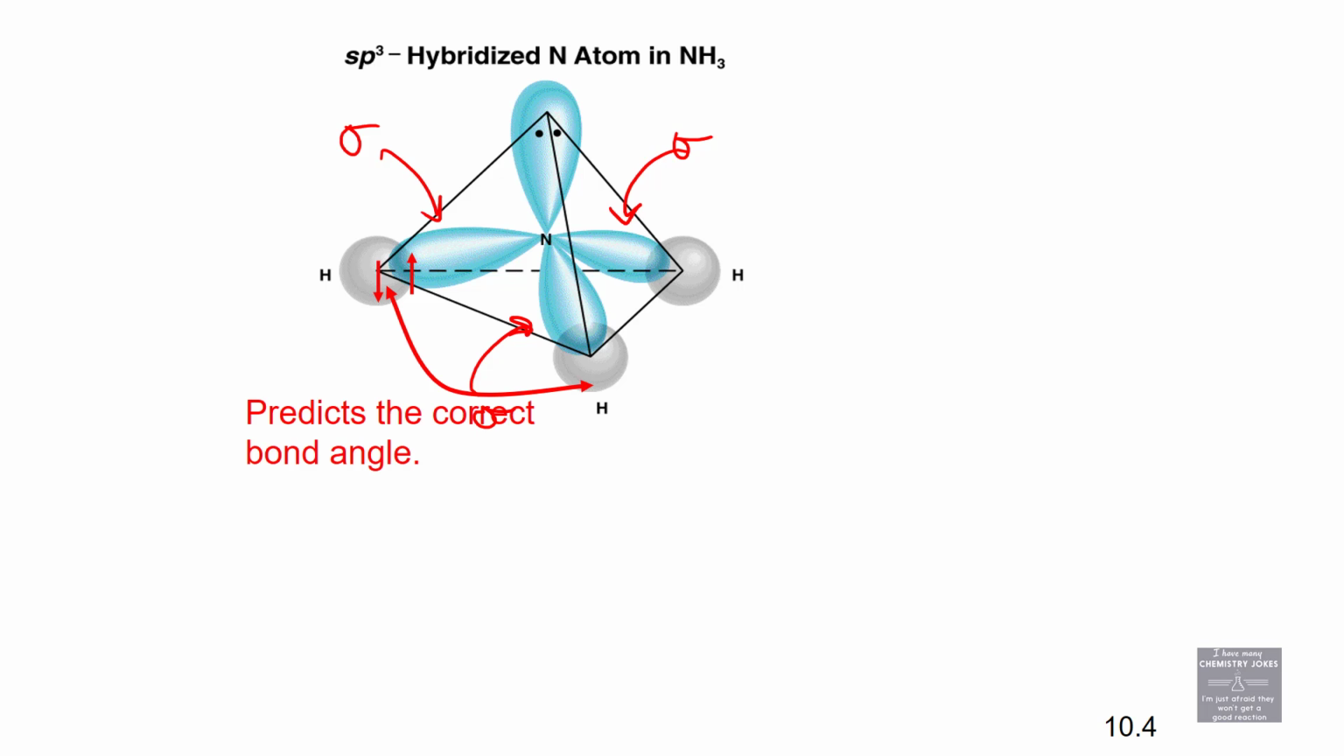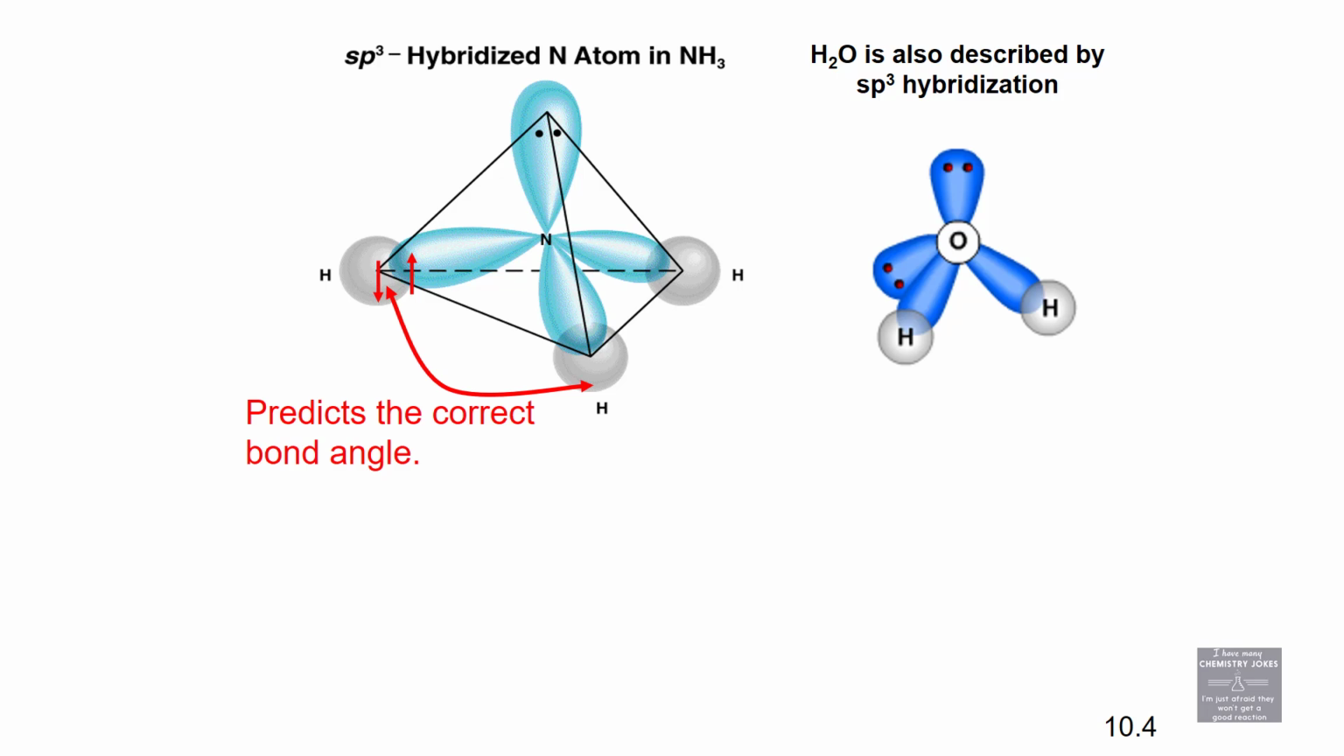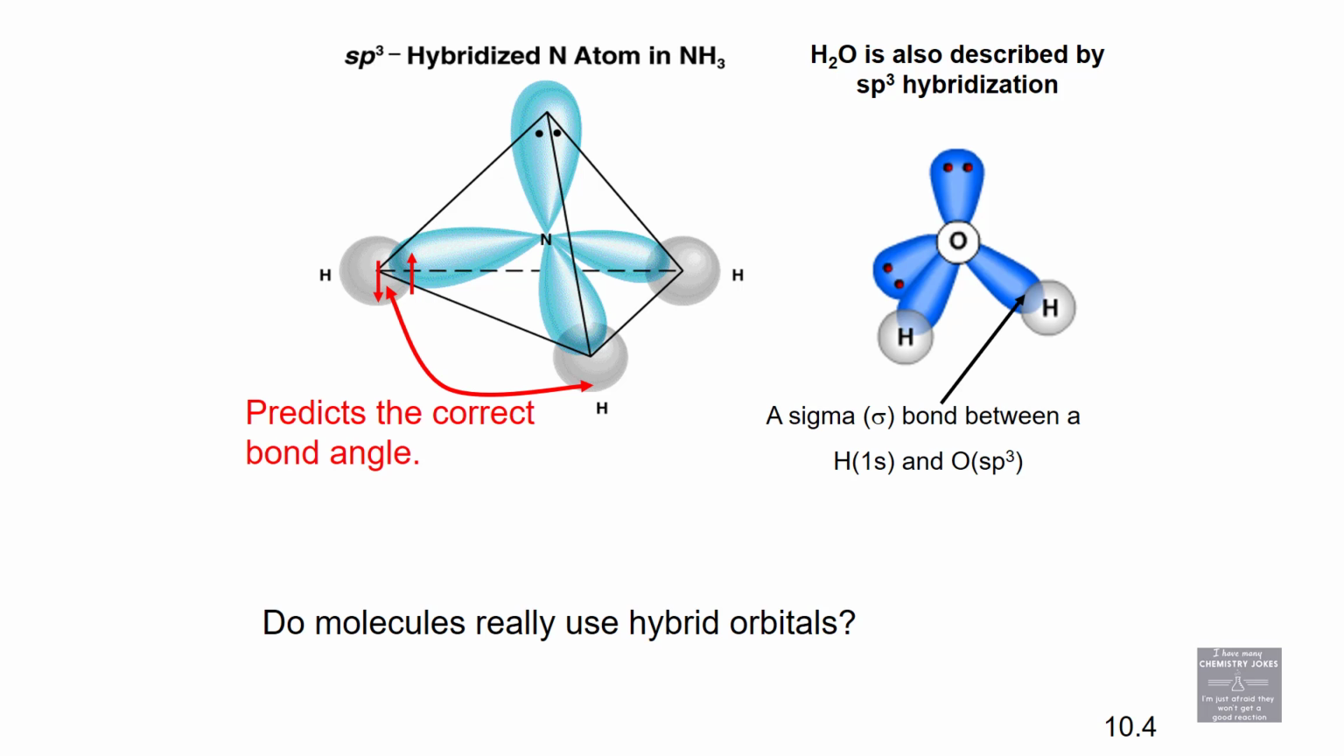This, using sp3 hybridized orbitals, tells me that it should be a 109.5-ish degree bond angle, a little bit smaller because of that lone pair. Water is also tetrahedral. Water has 4 things around that central oxygen. So water is sp3 hybridized. Yep. Sigma bonds in water.